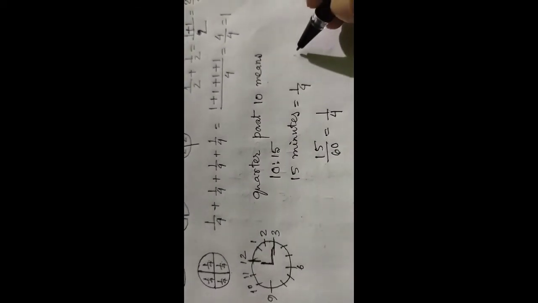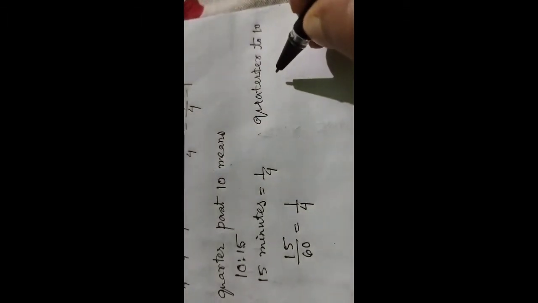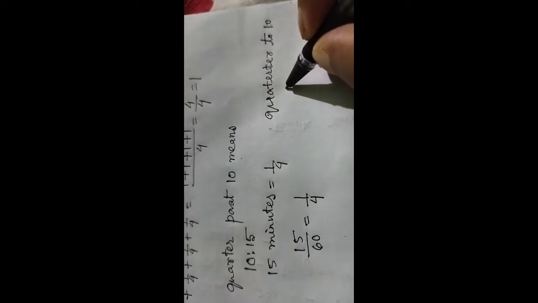If we say quarter to 10, here quarter to 10 means 9:45, which means 15 minutes to 10. So this portion is quarter to 10.